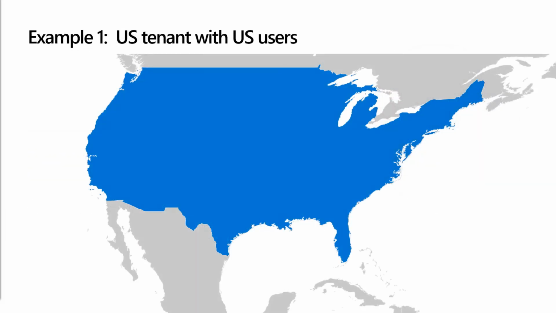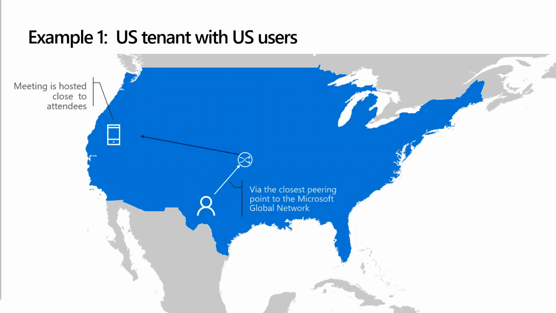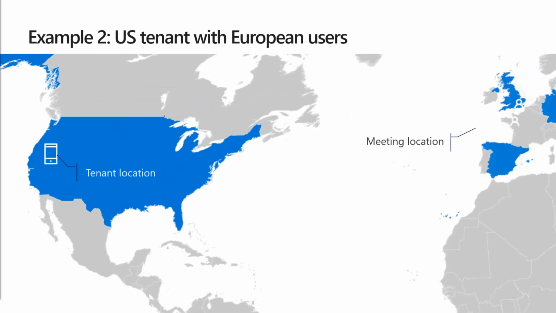So let's see how this works. Here's a map of the United States, and we have some attendees that are all based in the western half of the United States. The first person to join is in Texas, and others join. So that meeting will be hosted somewhere in the western half of the United States, which provides optimal audio and video, limited traffic across the country, and again with peering, getting onto the Microsoft network as quickly as possible.